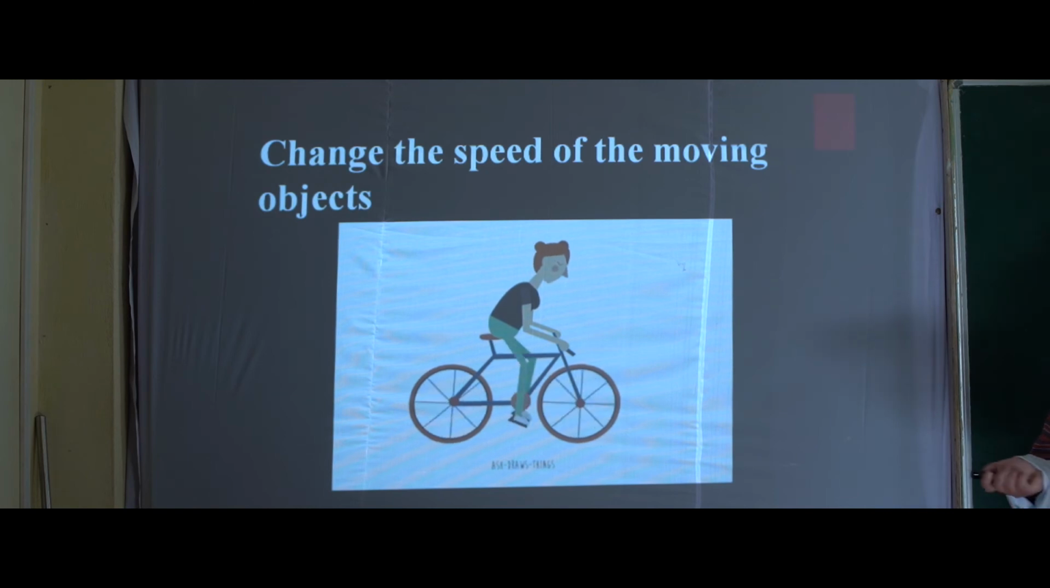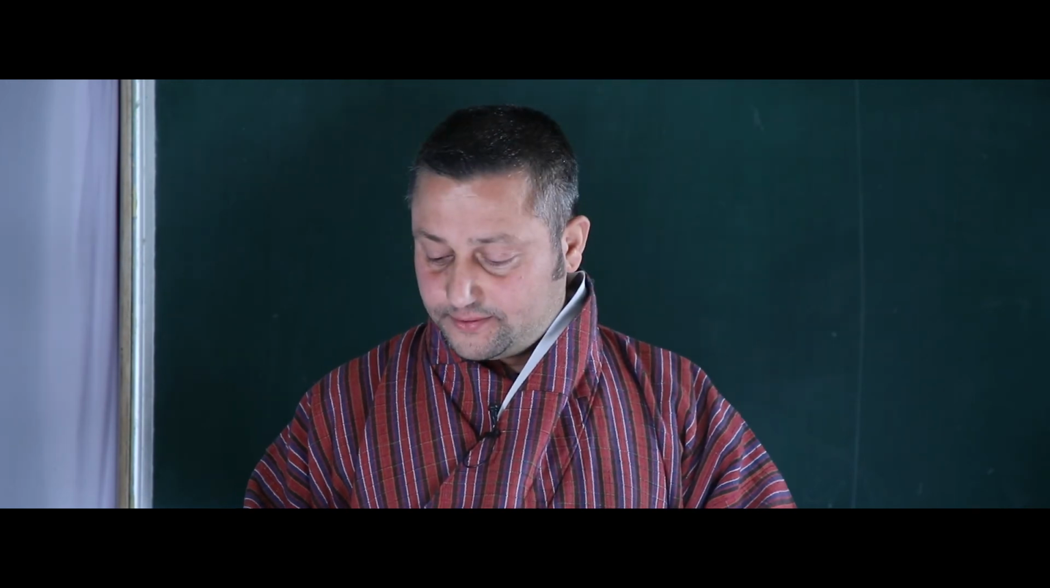Here you can see the person riding a bicycle. The force is applied on the pedal, and the pedal is moving about a fixed point called the pivot, and then it depends on how much force you have applied on the pedal, that will either increase or decrease the speed of the moving object. Really interesting, right? So turning force helps us in various ways.